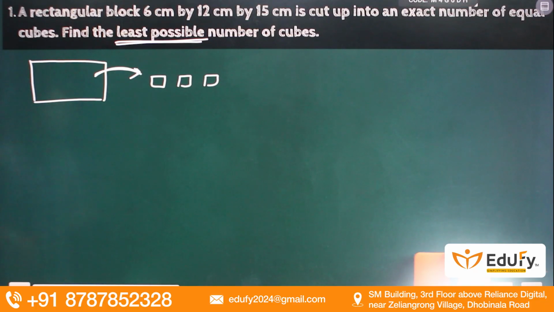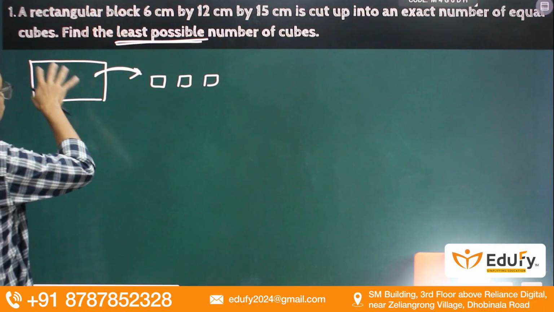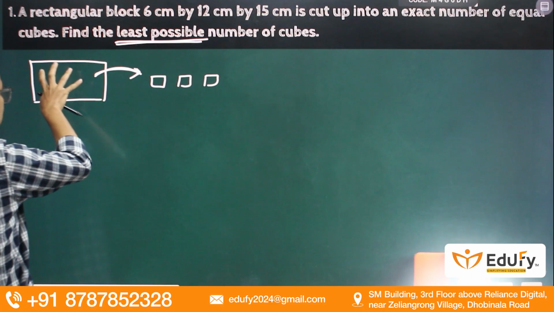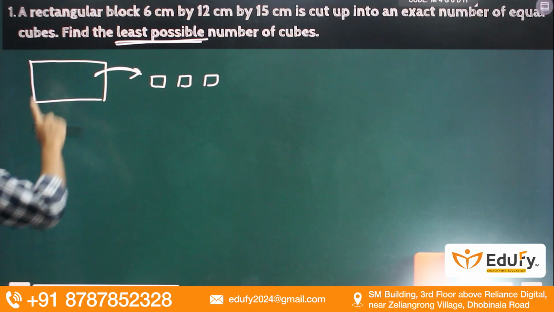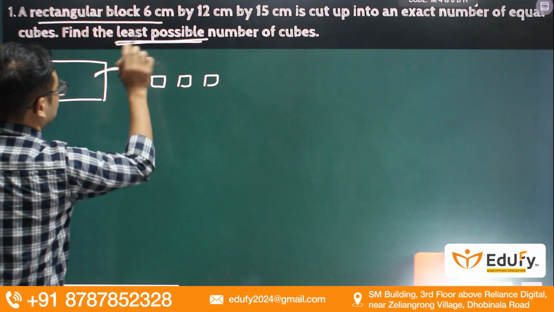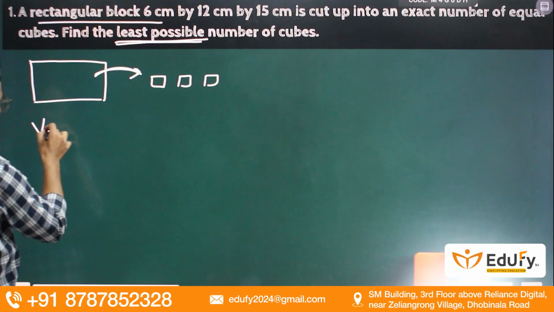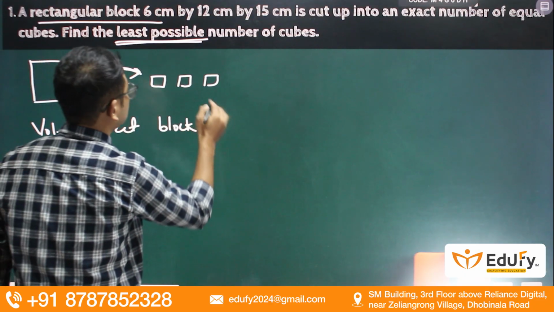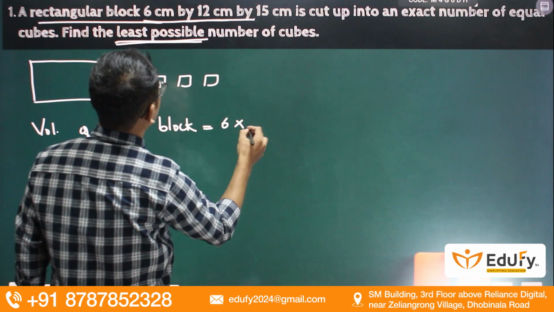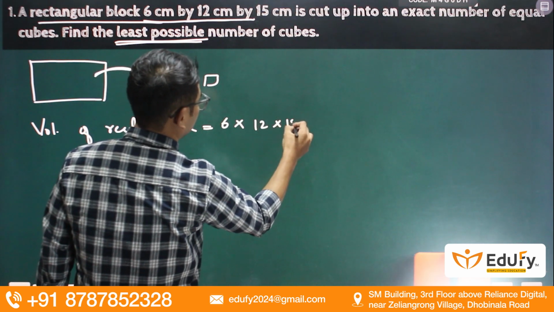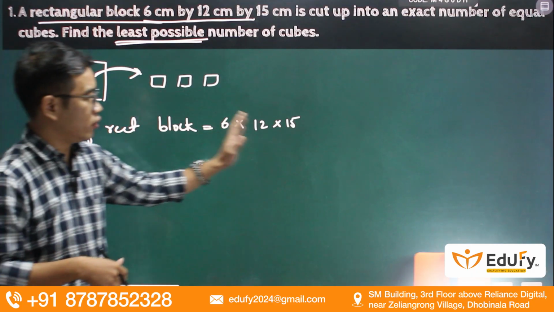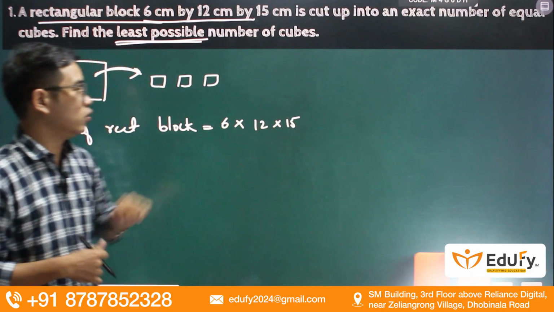So we need to first find their volumes, because this rectangular block is 3D. I just made it in a 2D version, but this is a 3D thing. When we cut it into cubes, we are dividing their volumes. First, I need to find the volume of the bigger rectangular block. Volume of the rectangular block is length into breadth into height, so we do 6 into 12 into 15, because it's a cuboid.